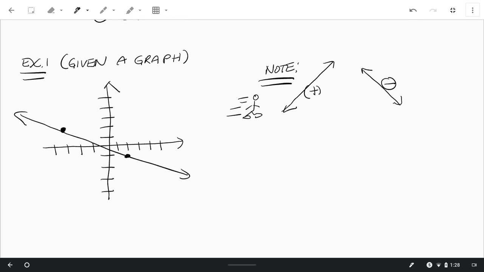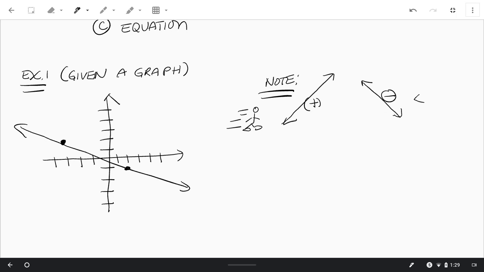Okay. And then what if the line starts to do this? The road starts to flatten out like that. Then he's not going uphill, he's not going downhill. So there is zero slope. Okay. And then what if the road suddenly starts to do this? Okay. Then here, in this case, the slope would be undefined. Okay. So let me write that up here. Undefined.